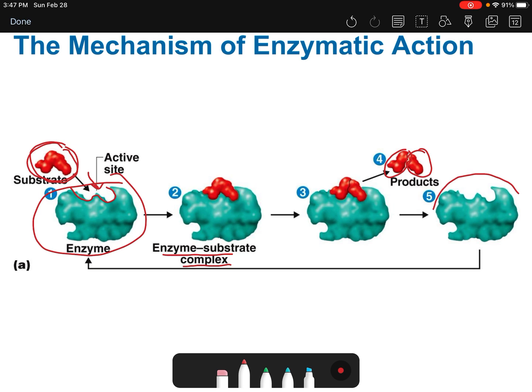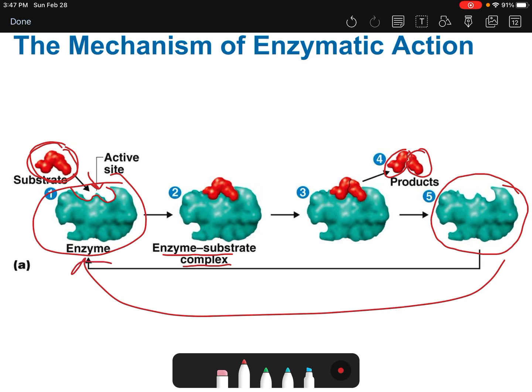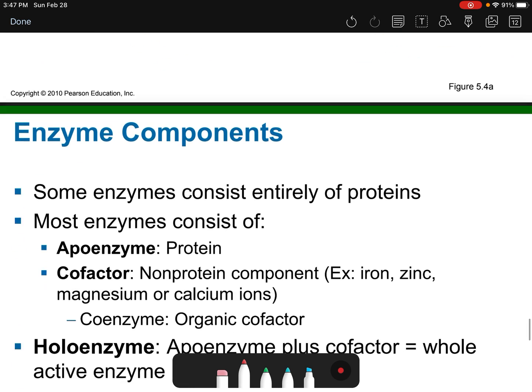But notice here, the enzyme did not change at all from this beginning picture. It does not get used up or changed in the process, remember? It stays the same, so that's nice. We can use those enzymes over and over again.